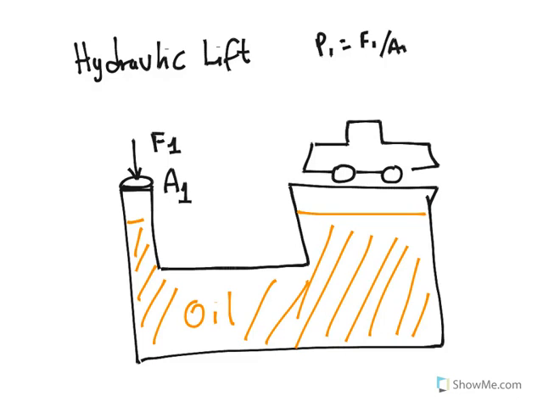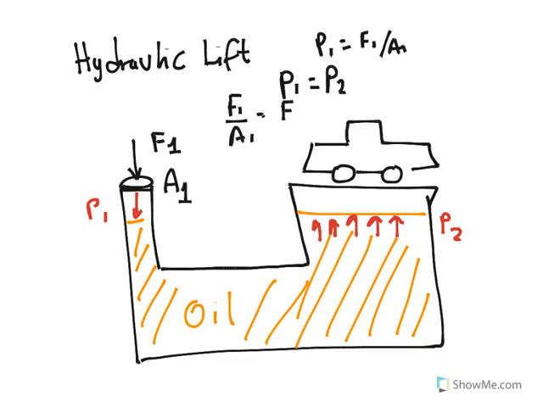Then Pascal's principle states that this pressure that I am exerting on this side, pressure 1, is going to be exactly the same in the whole liquid. So this will come towards the other end, where the pressure at the other side is going to be the same. So pressure 1 equals pressure 2, and this will only state that force 1 over area 1 equals force 2 over area 2.